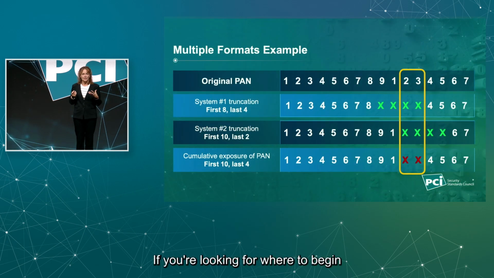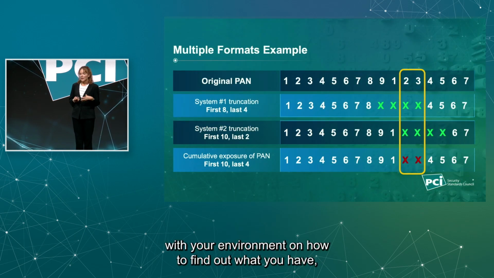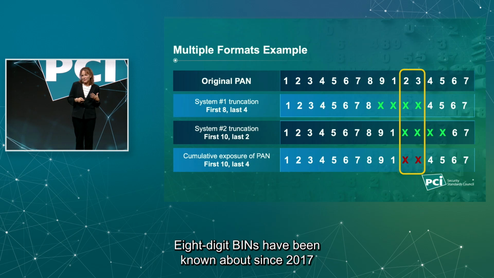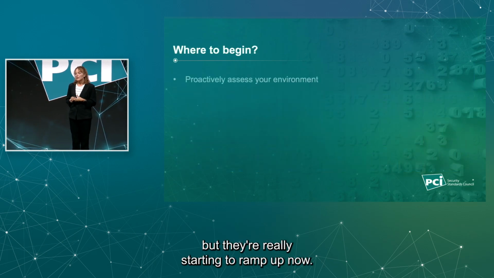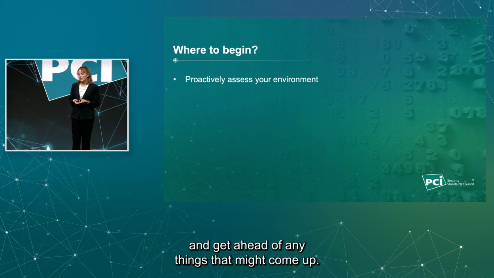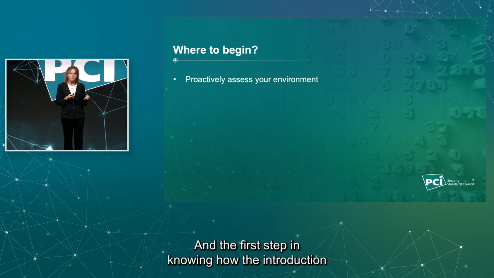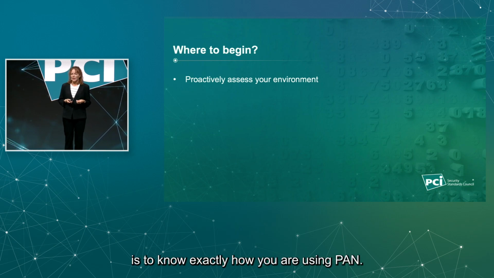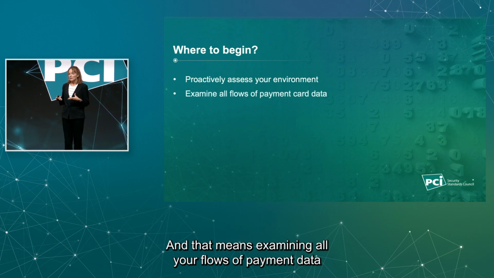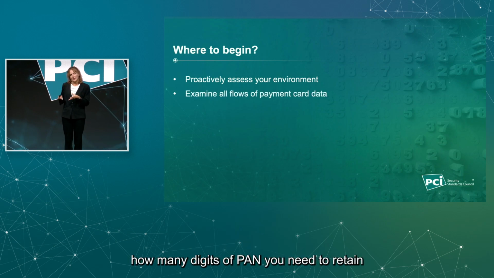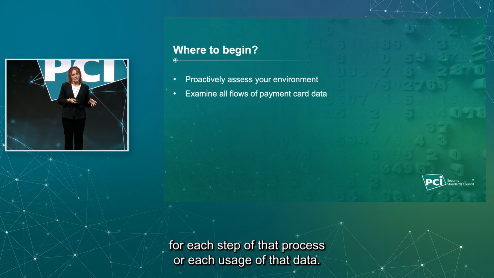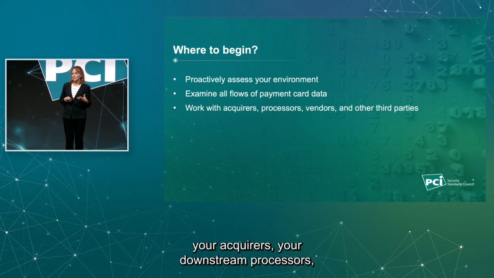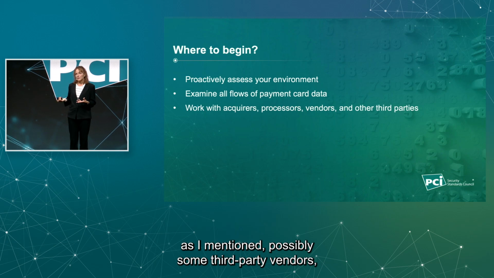If you're looking for where to begin with your environment on how to find out what you have, the first recommendation is, of course, don't put it off. 8-digit bins have been known about since 2017, but they're really starting to ramp up now. So it's good to be proactive and get ahead of any things that might come up. And the first step in knowing how the introduction of 8-digit bins might affect you is to know exactly how you're using PAN. And that means examining all your flows of payment data throughout your environment. How many digits of PAN you need to retain for each step of that process or each usage of that data.